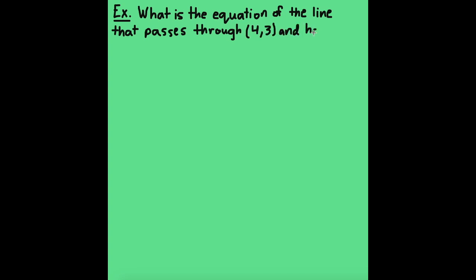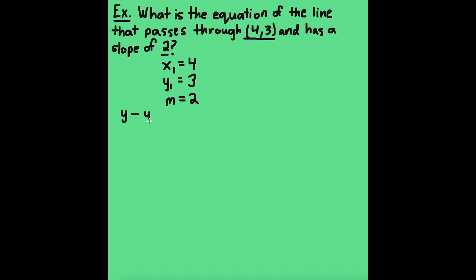What is the equation of a line that passes through the point 4, 3 and has a slope of 2? So let's see what we are given in this problem. We are given a point, which is 4, 3. x1 is 4, since 4 is the x-coordinate, and y1 is 3, since 3 is the y-coordinate. We are also given the slope is 2, and since m is the slope, m equals 2.